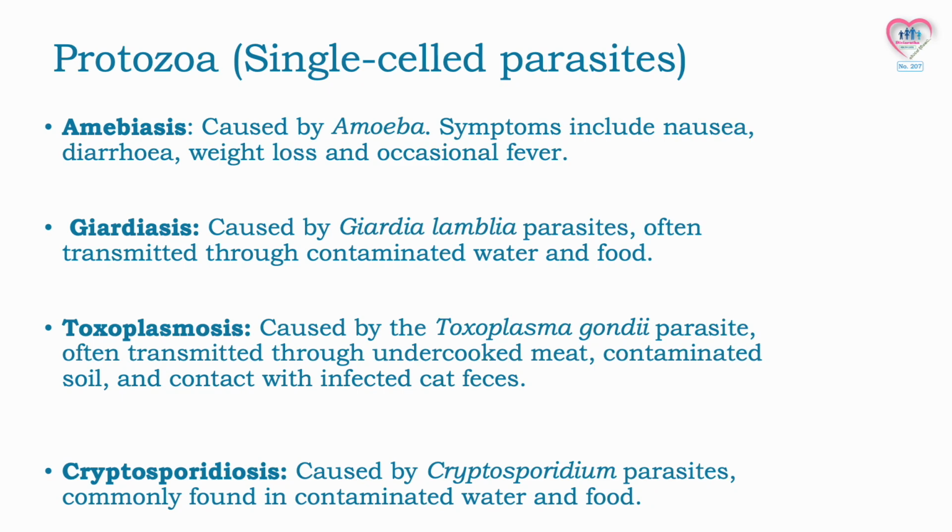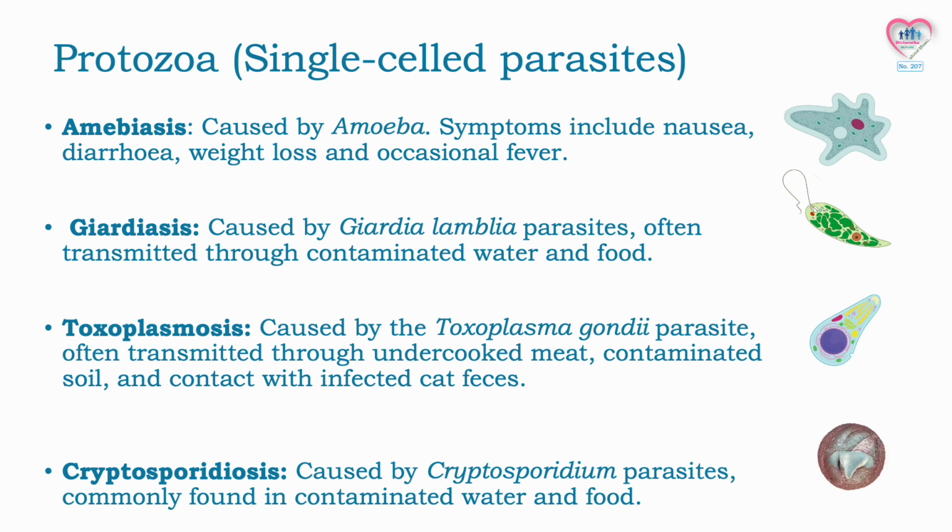This list shows protozoa, or single-celled parasites, that invade humans through food or water and cause illnesses. These illnesses are amoebiasis, caused by amoeba. Symptoms include nausea, diarrhea, weight loss, and occasional fever. Giardiasis, caused by Giardia lamblia, often transmitted through contaminated water and food. Toxoplasmosis, caused by Toxoplasma gondii, often transmitted through undercooked meat, contaminated soil, and contact with infected cat feces. Cryptosporidiosis, caused by Cryptosporidium parasites, commonly found in contaminated water and food.